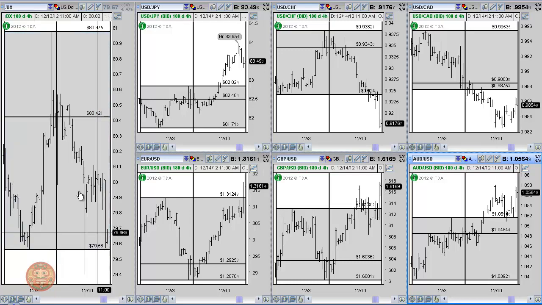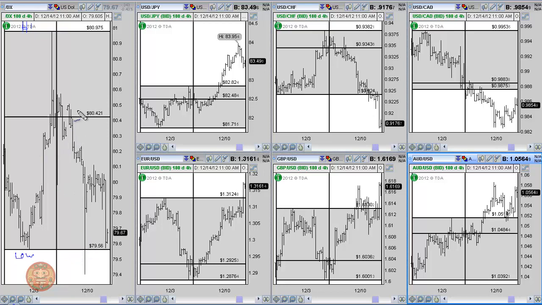Now the important thing here is to pay attention to how the market treated these levels in terms of the previous high and the previous low. You've got last week's high and last week's low here. The reason I watch this is primarily because I like to let the market tell me what kind of context it's in.